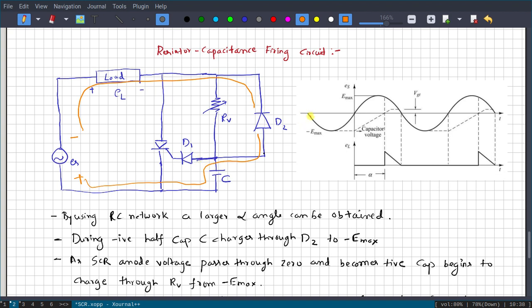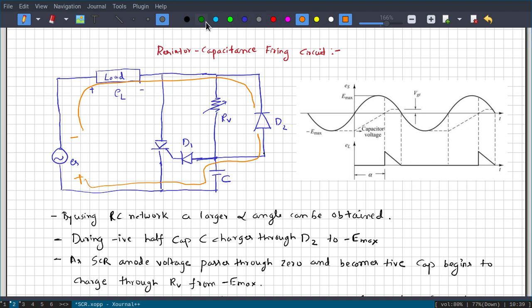If the voltage source is swinging between minus Emax and plus Emax, the capacitor voltage charges towards minus Emax because it is a negative cycle. Once it reaches the maximum value, minus Emax, the capacitor voltage remains at that value until the input source passes through 0. That's why the dotted line is the capacitor voltage. When the source voltage passes through 0, this diode will be reverse biased. Then the capacitor will be charging towards plus Emax, but the path will be like this.